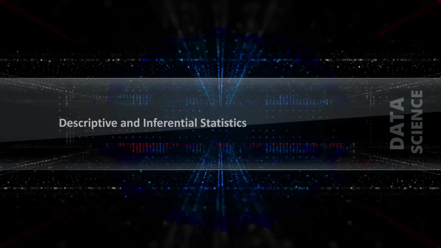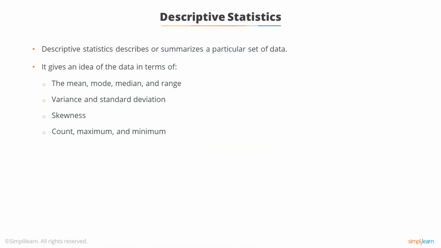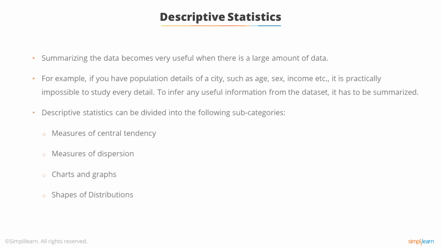Descriptive and inferential statistics. So descriptive statistics describe or summarize particular sets of data. It gives an idea of the data in terms of the mean, mode, median, and range, the variance, the standard deviation, the skewness, count, maximum, minimum, a variety of other things, right? So when we're summarizing data, it becomes very useful, especially with a large amount of data, to use descriptive statistics.